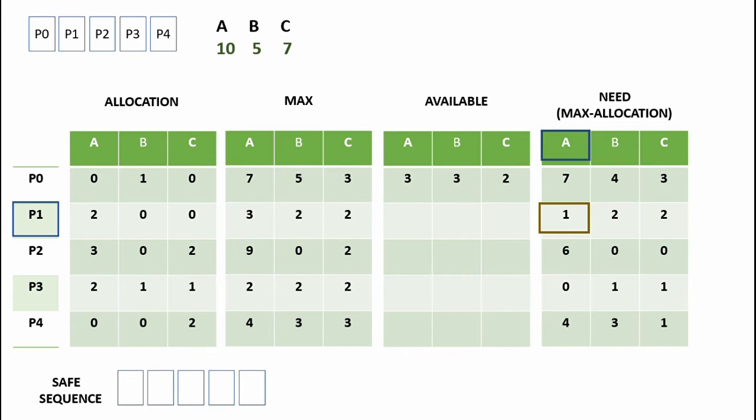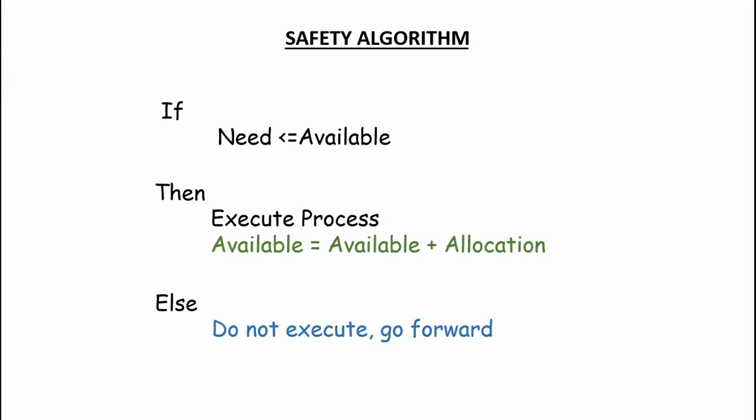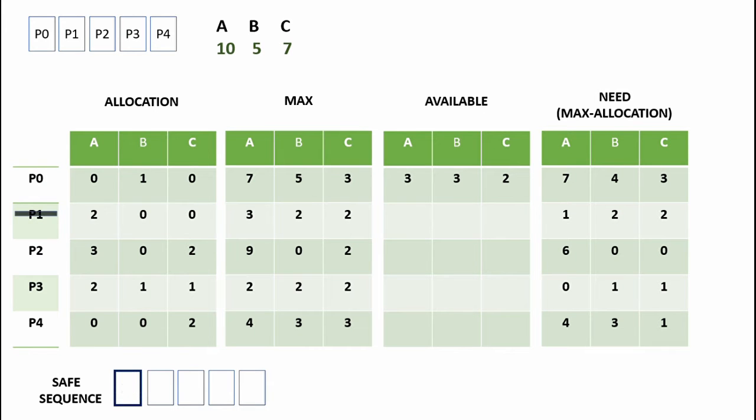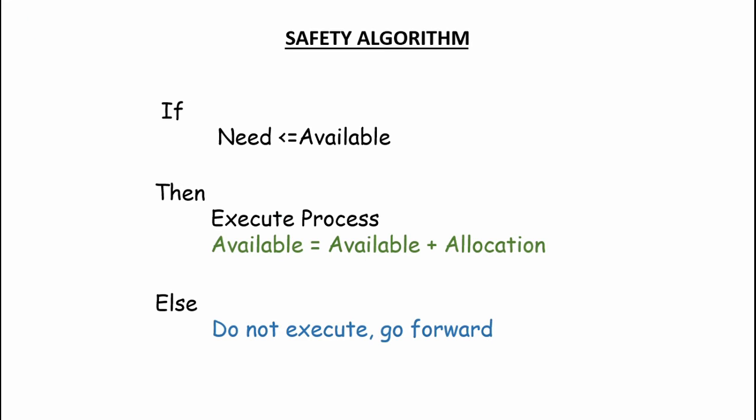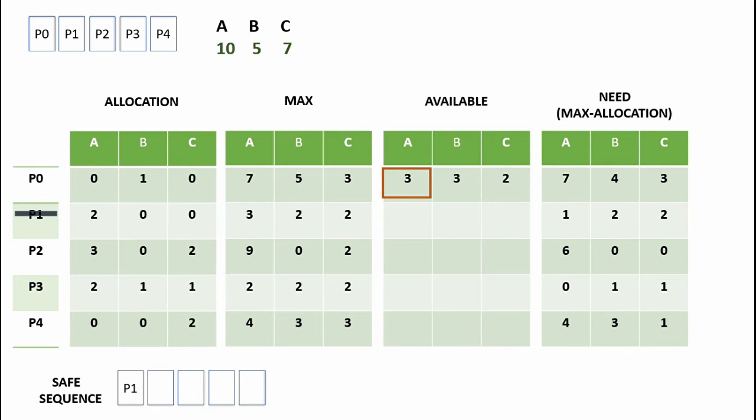Okay, so let's move on to process P1. For resource A we require one instance, and we have three available. For resource B we require two and we have three available. For resource C we need two instances and we have two available. So in process P1 the need is less than available, so we can execute the process. Let's execute P1. We have executed P1 and we will strike it out so that we are not confused later on. Now let's update the available. The available will be 3 plus 2 is 5, 3 plus 0 is 3, and 2 plus 0 is 2. This will be our new available.